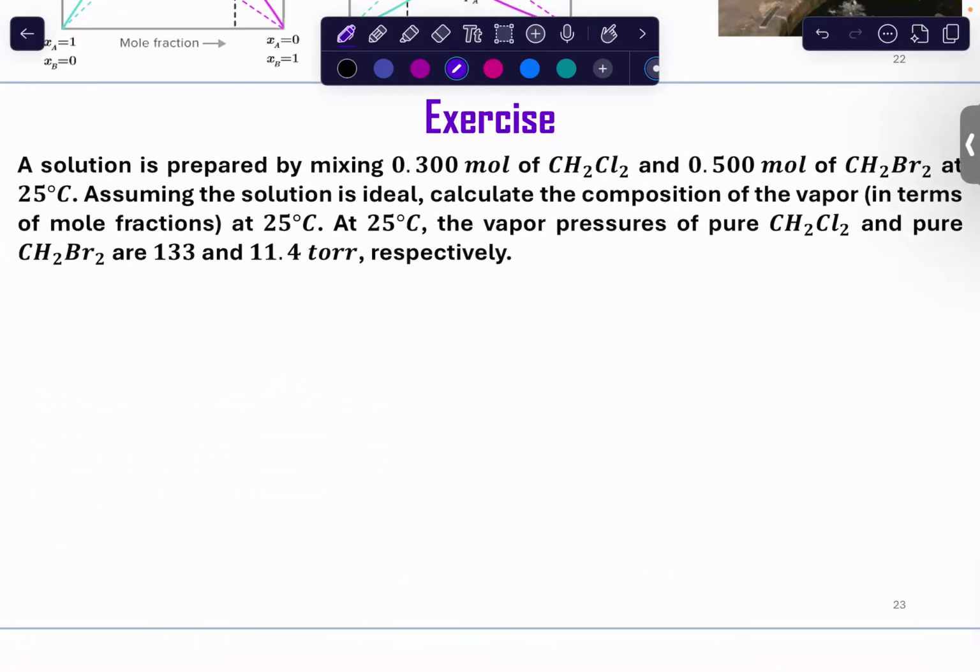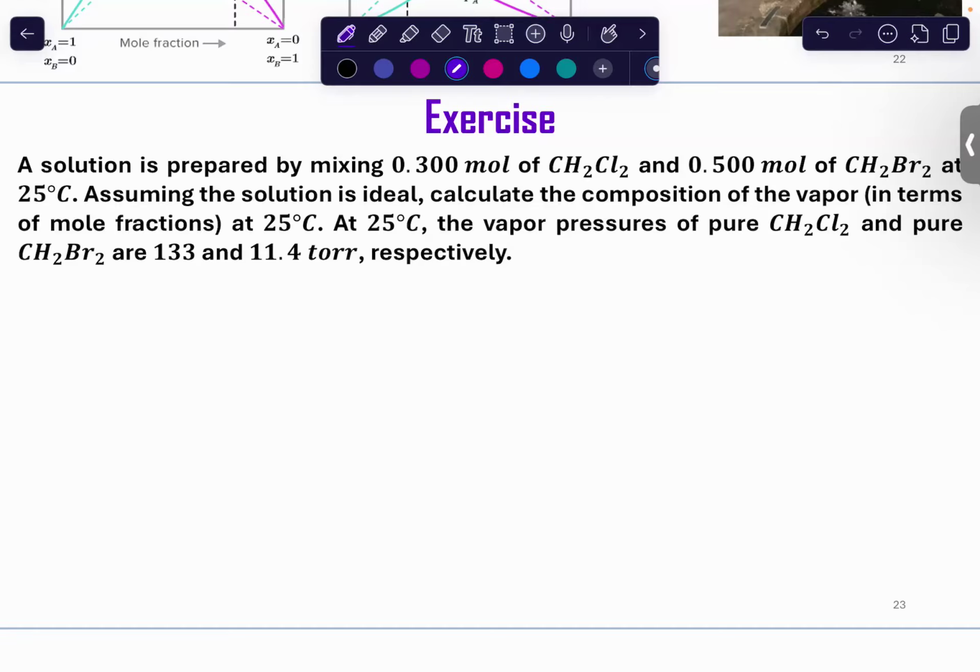Okay. So let's see, we have a solution prepared by mixing 3.3 moles of, can anyone name that? CH2Cl2. Can anyone name that? So what's CH4? That's NH4, it's an ion. Methane.